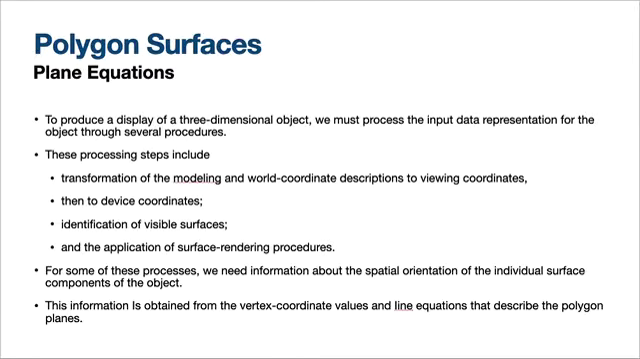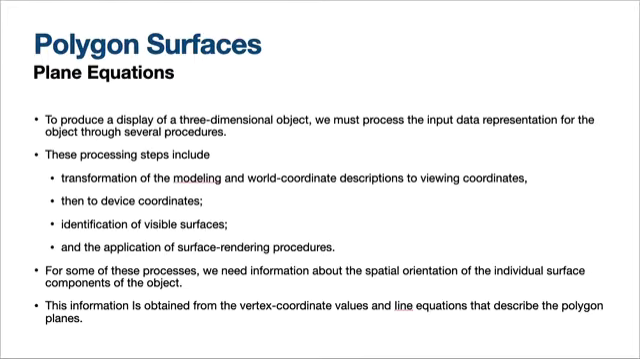So these are the procedures. First, you have to transform the modeling and world coordinate descriptions to viewing coordinates. Then you have to move it to device coordinates. Then you have to identify the visible surfaces, and then apply surface rendering procedures on that display. For some of these processes, we need the information about the spatial orientation of the individual surface components of the object. This information is obtained from vertex coordinate values and line equations that describe the polygon planes.